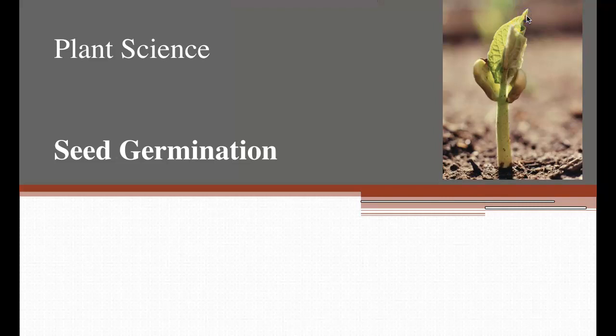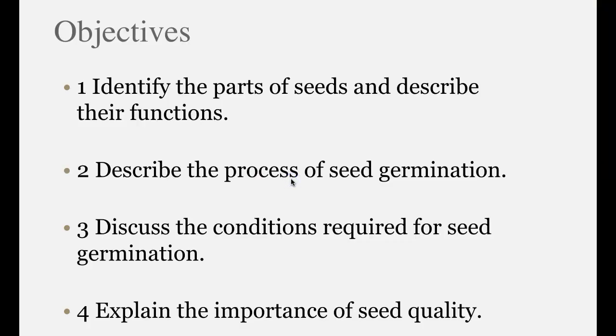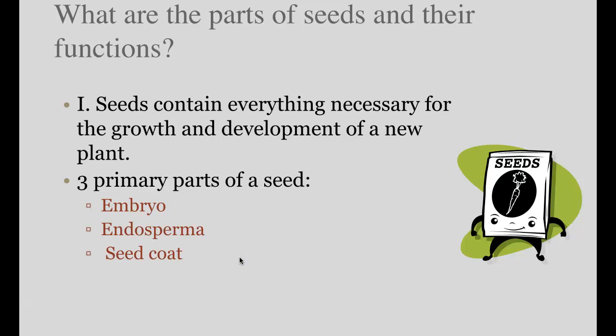All right, so today for crop science, we're going to talk about seed germination. Looking at this, we're going to identify parts of a seed, describe their functions, the process of germination, the conditions required, and the importance of seed quality. So, parts of a seed: there are three primary parts.